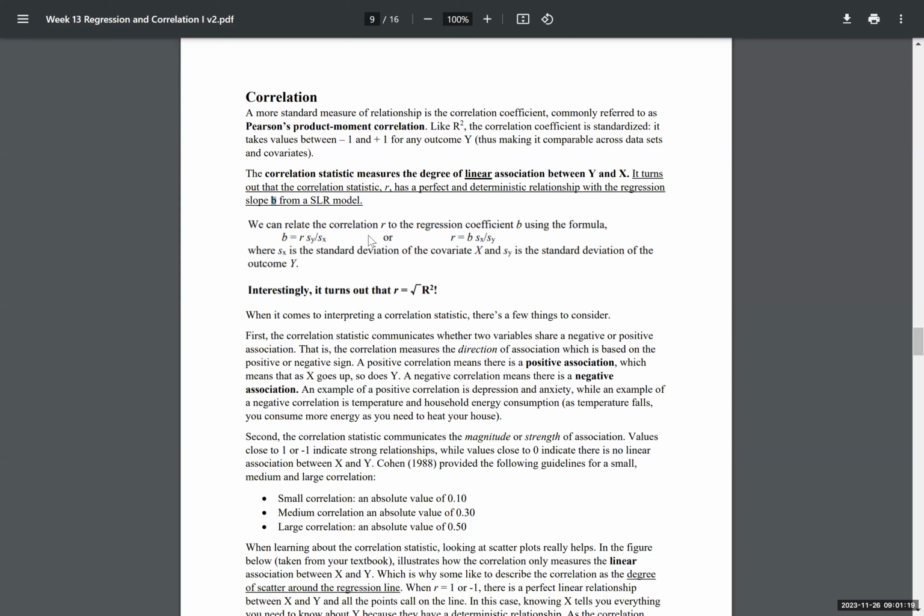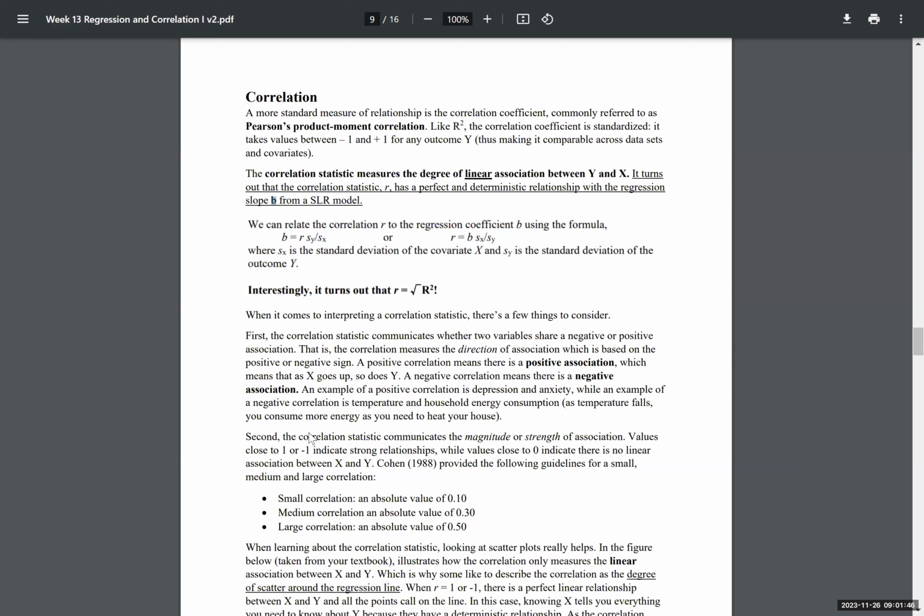Now, before I get into interpretation of the correlation, I want to note that we just talked about R squared as a model fit measure, right? I'm talking about this R squared. It turns out that if you take the square root of that R squared, you actually get the correlation r. So there's actually two ways that the correlation is related to a regression context.